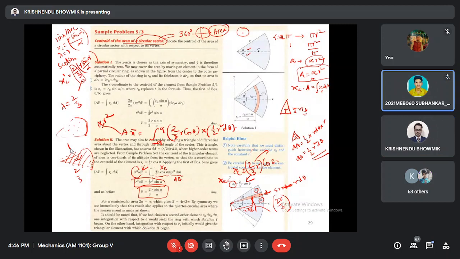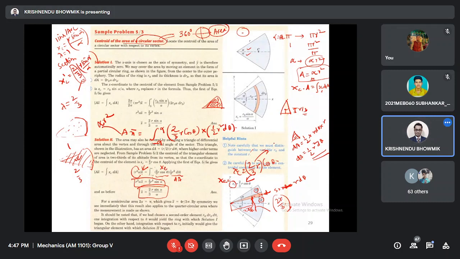Yes. First of all, for the arc, the centroid of the arc is r sine alpha by alpha. That you understood? Yes, sir. Okay. Now, instead of an arc, we have one area. This is the area of a sector. We have to calculate the centroid location.